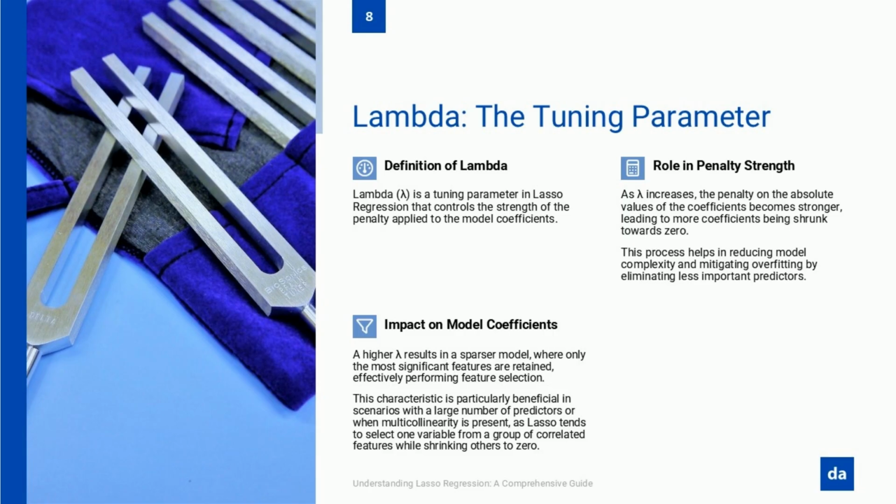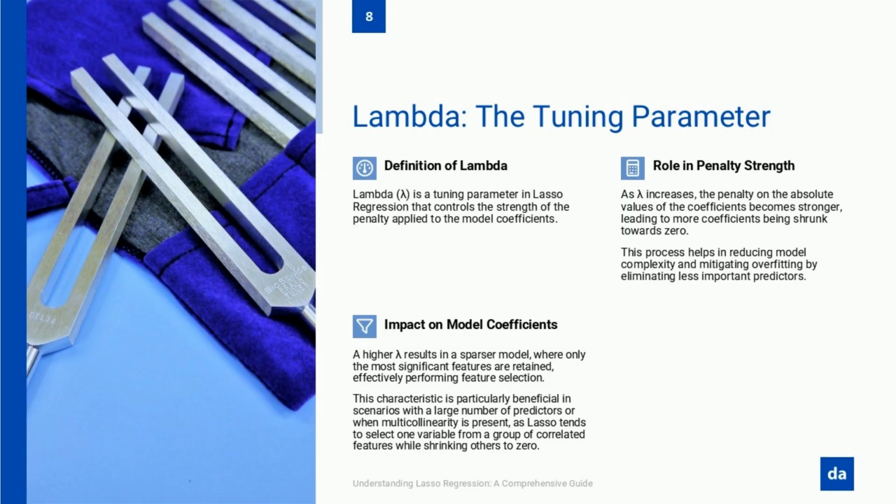But if lambda is too large, we start running into a new problem, underfitting. Now, even the important variables are being shrunk too much, and the model loses its predictive power. Imagine summarizing a book in just one sentence. You've simplified it so much that you've lost all the important details. A model that underfits doesn't capture enough of the real patterns in the data, making it just as bad as an overfitted one. So, how do we find the perfect value of lambda?